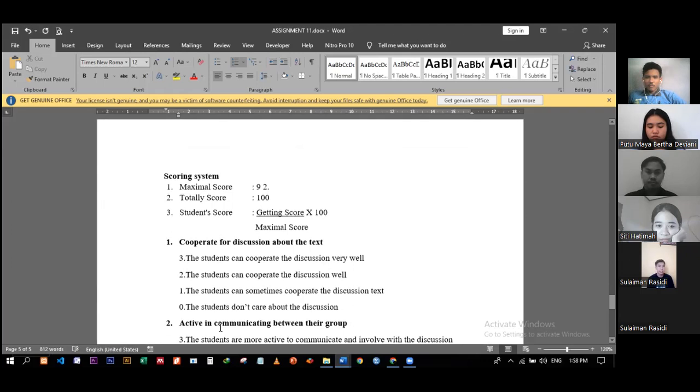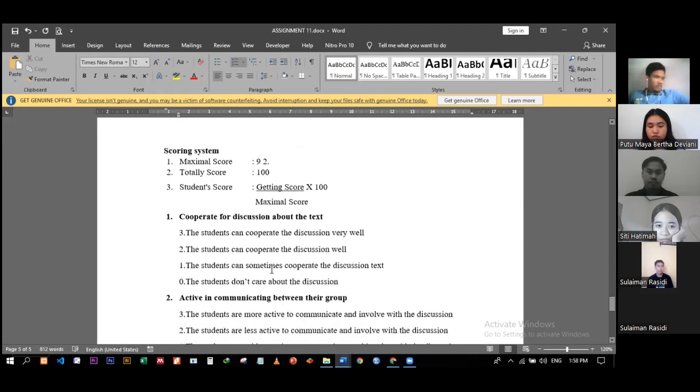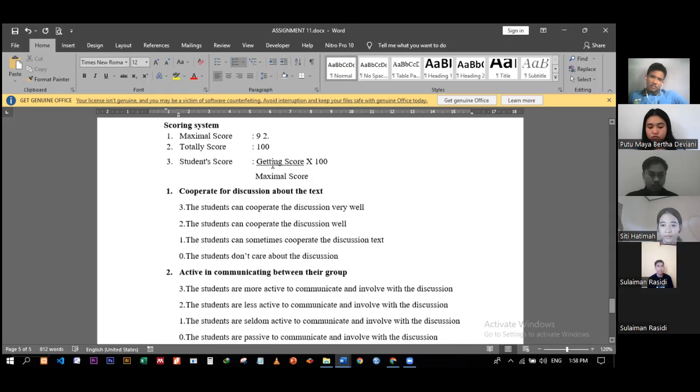And then about the scoring system. The maximal score is 12. The total score is 100. And then we have the student score. It's the obtained score times 100 and then divided by the maximal score.